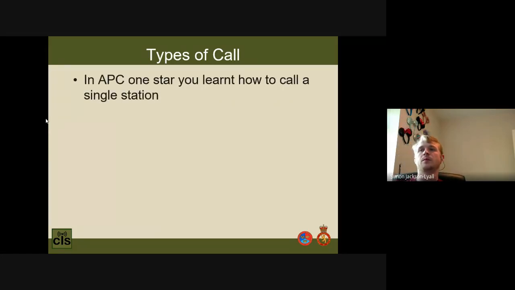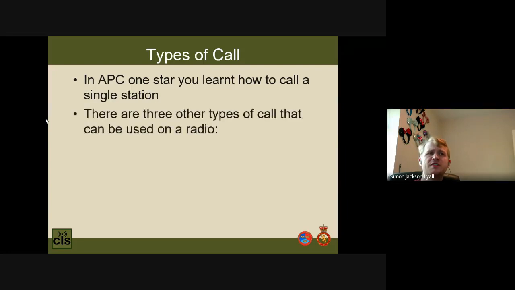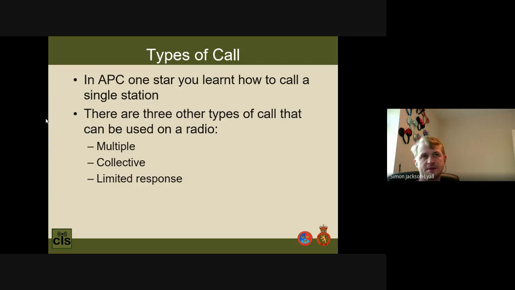At 1 star level, previously, we looked at how you could make a call to a single station. So, hello you, this is me, with a message. But what if you need to talk to more people? Well, there are 3 other types of call that we can use on the radio: the multiple call, a collective call, and a limited response.